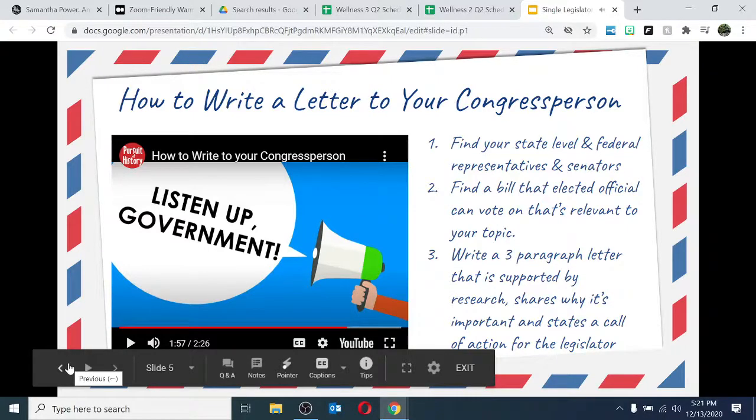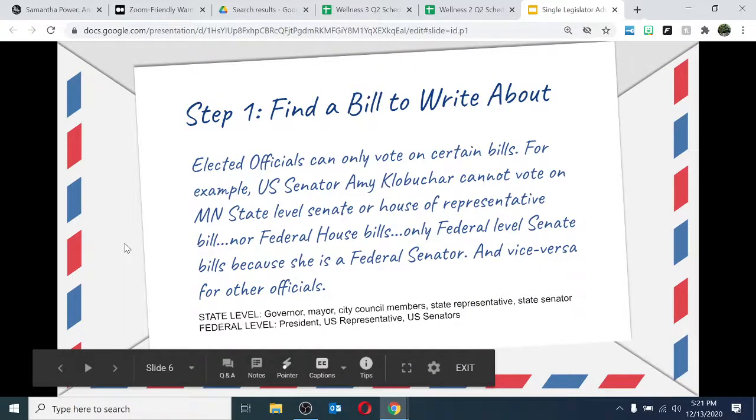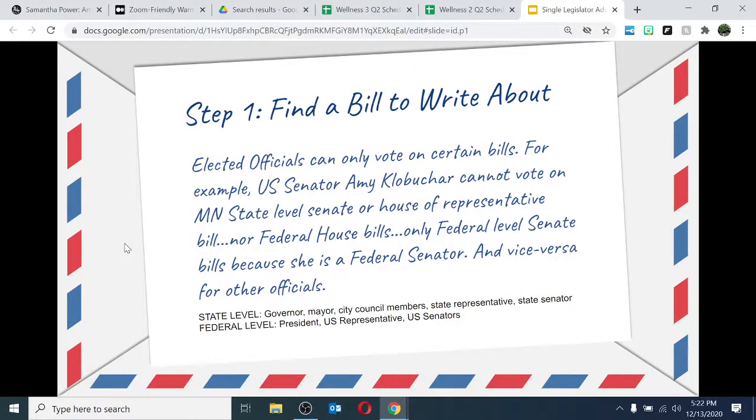All right, so you can read the rest of the slide here on your own, but let's dig in and figure this out. The first thing you have to do is find a bill to write about. So you have to find a bill that's related to your topic. Then you'll notice if it is a federal level bill or a state level bill, if it is a Senate bill or a House of Representatives bill. Senators are not allowed to vote on House bills, and representatives are not allowed to vote on Senate bills. So you have to make sure you're writing to the correct person. You're not going to write a letter to somebody who can't vote on that particular bill. That's a great way to lose points. You do not want to do that, okay?